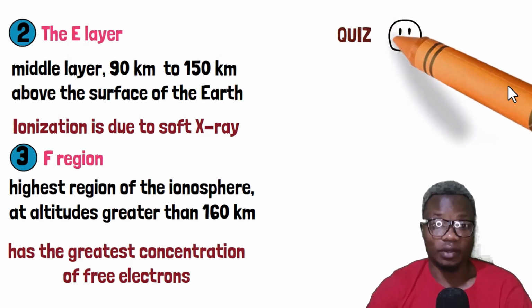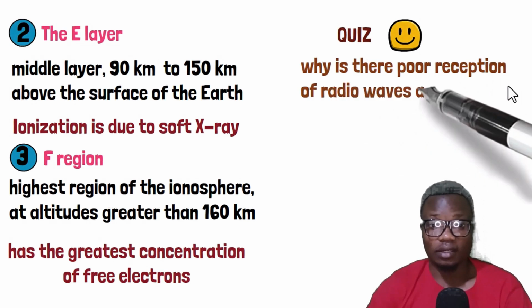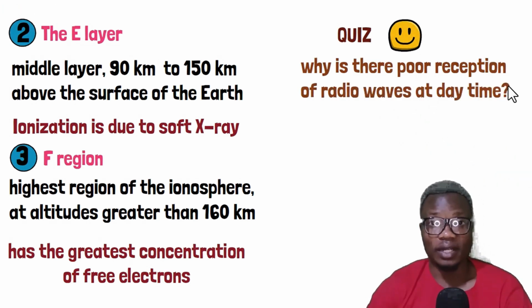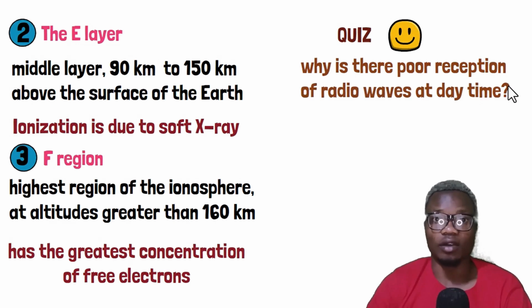So let me give you a quiz. I think when you are listening to radio, you can hear the information better during the night than during the day. So the question is, why is there poor reception of radio waves at daytime? Remember I told you we have 3 layers: the D layer, the E layer, the F layer. During the day, the D layer is present, but during the night, there is no D layer. There is only the E layer and F layer. So the presence of the D layer during the day is responsible for the absorption of radio waves during the day.